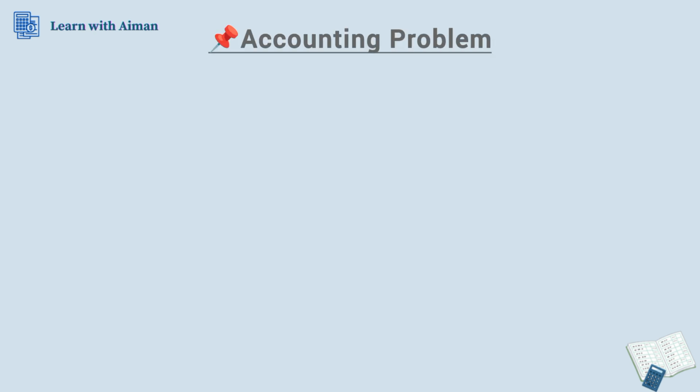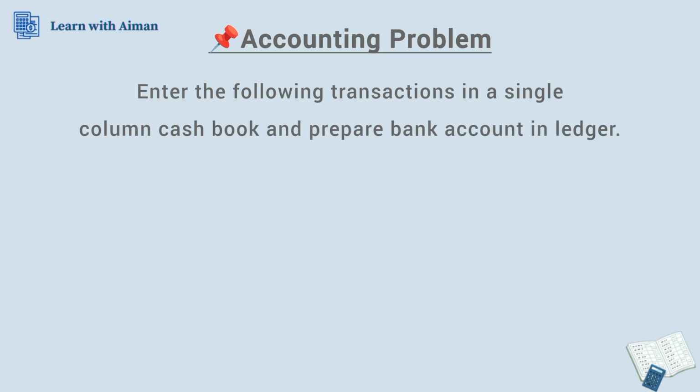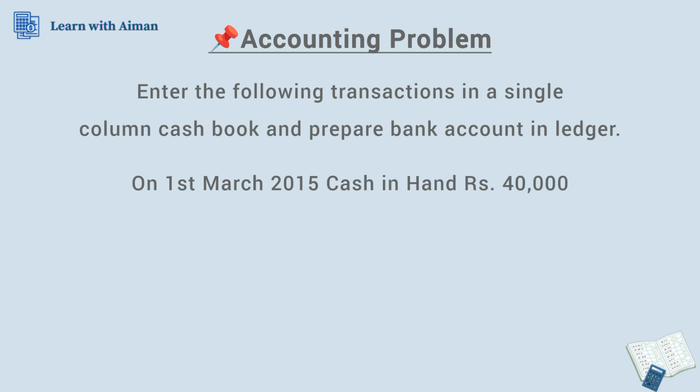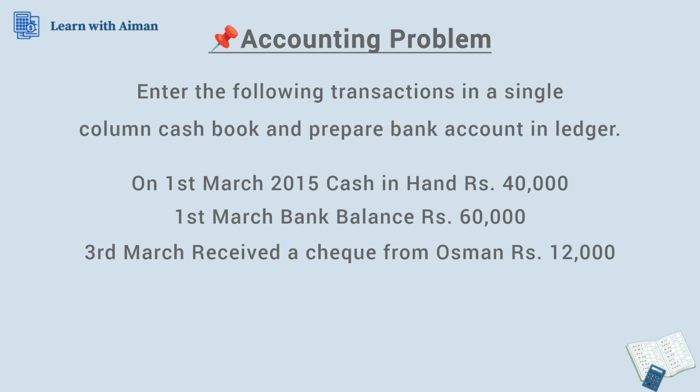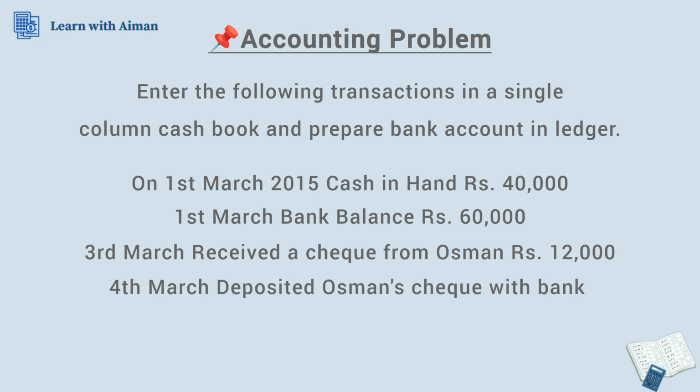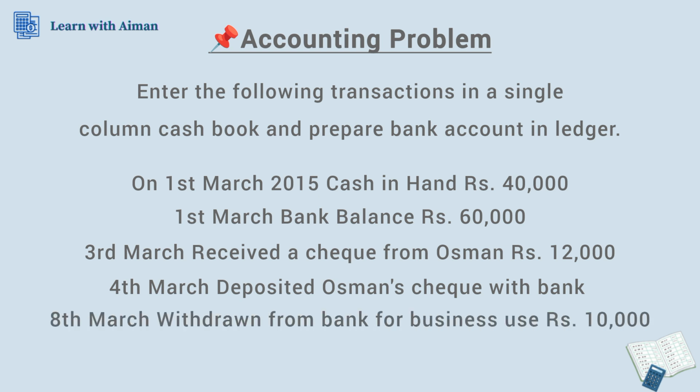Now let's solve an accounting problem. We have a problem here. Enter the following transactions in a single column cash book and prepare the bank account in ledger. So the transactions are: on March 1st, 2015, cash in hand is rupees 40,000. On March 1st, bank balance is rupees 60,000. On March 3rd, received a check from Usman of 12,000. On March 4th, deposited Usman's check with bank. On March 8th, withdrawn from bank for business use rupees 10,000.